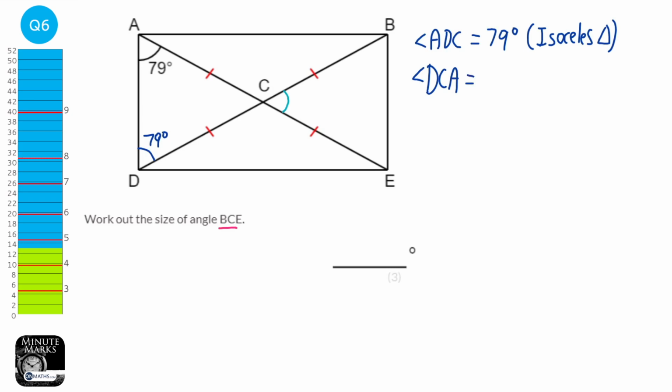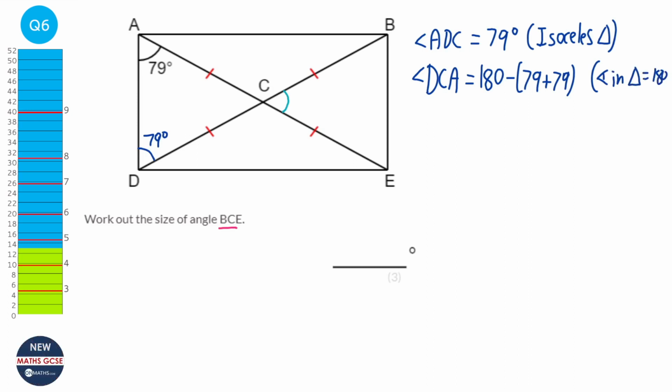And to work out what this angle is, we're going to take it away from 180. So we're going to do 180, take away the 158 we've just worked out. And the reason for that is angles in a triangle equal 180 degrees. Okay, so when we do that, we do 180, take away the 158, and we're left with 22 degrees. So we know that this is going to be 22 degrees.